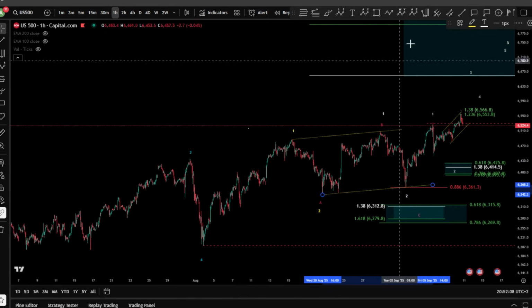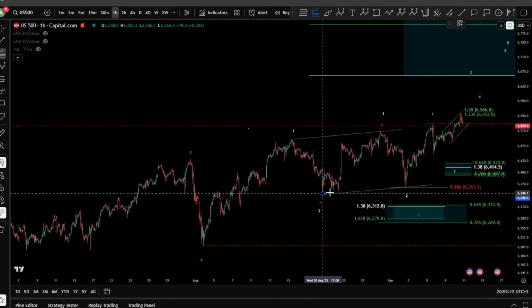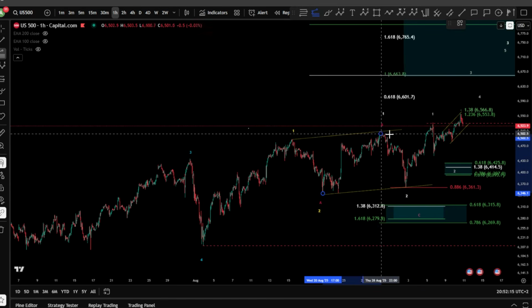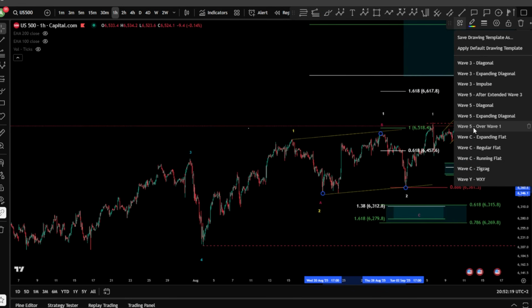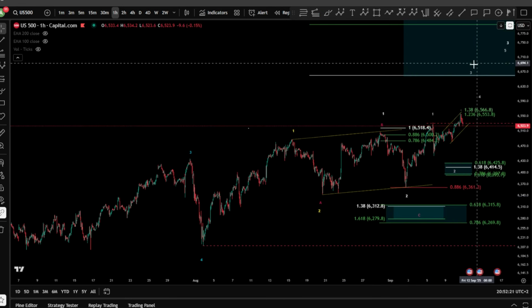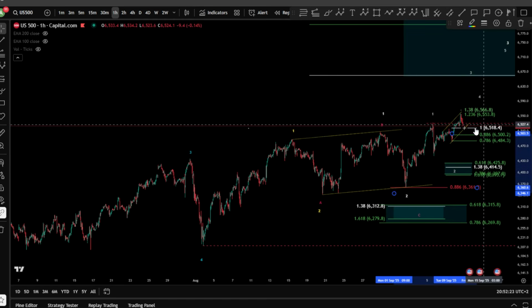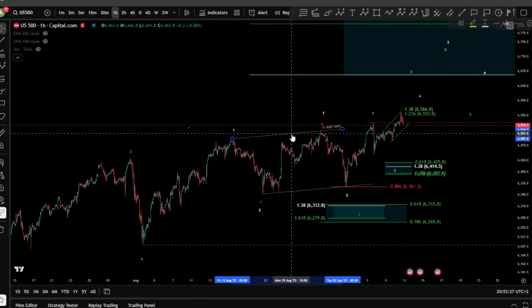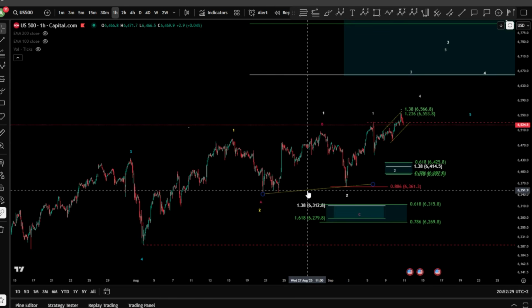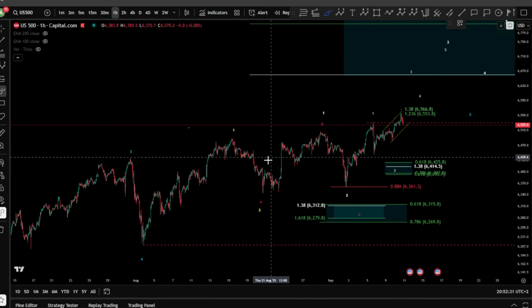We might have topped, but let me check one more thing just to make sure that wave 5 is not longer than wave 3. If that is the case, we will call it a wave 5 diagonal. Sorry, it's longer than wave 1. No, it's not a diagonal. Wave 5 is longer than wave 3, so it is definitely not a diagonal.